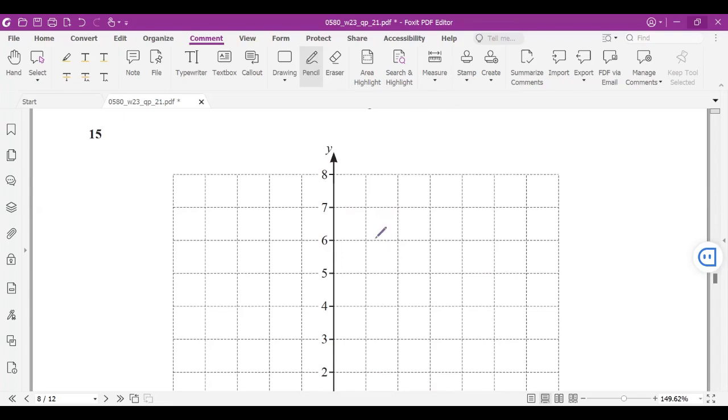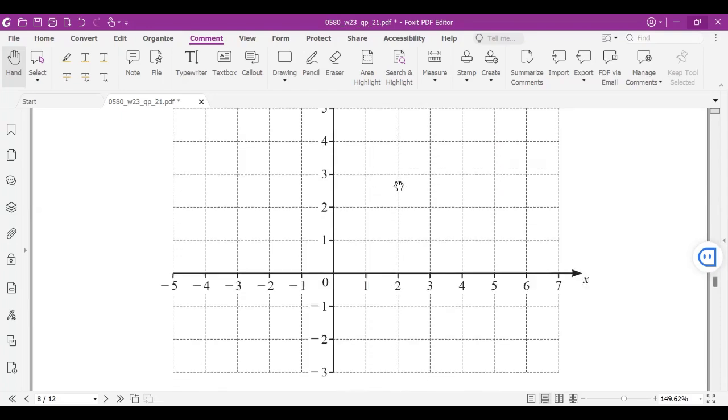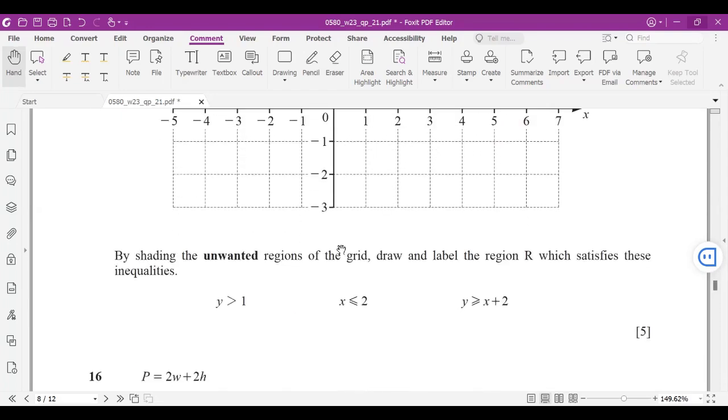Question number 15. Now, let's look at this question number 15. Okay. Now, here, it said by shading the unwanted regions of the grid, draw and label the region R, which satisfied these inequalities.